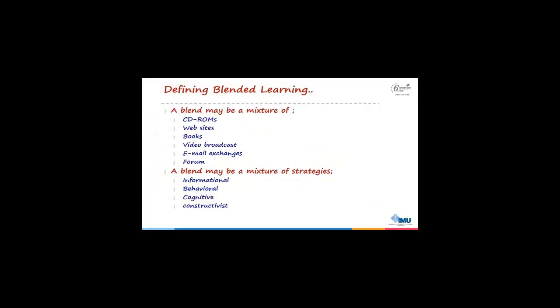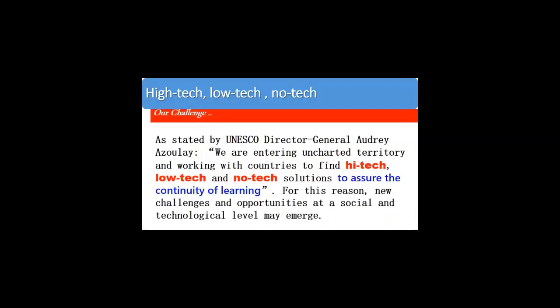Even blending the way we deliver material. CDs are going to be obsolete. We can have website resources, we can have hard copies of books, video broadcasts like the way we are doing now, email exchanges or forums. So make sure we have an appropriate percentage of all these different types of media when we are delivering our courses. A blend may be a mixture of strategies like informational, behavioral, cognitive, constructivist. So this is how we blend different methods or strategies to deliver learning.